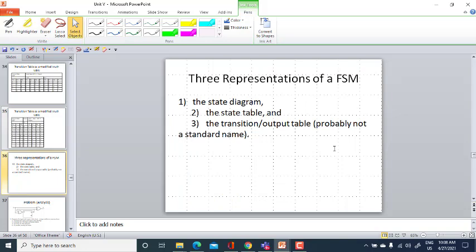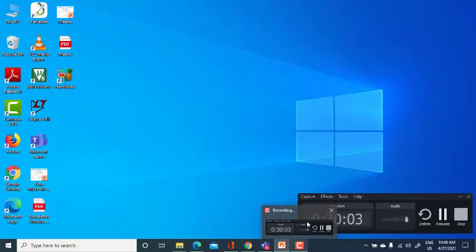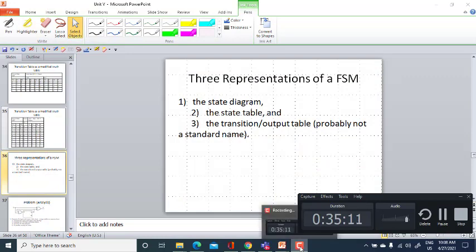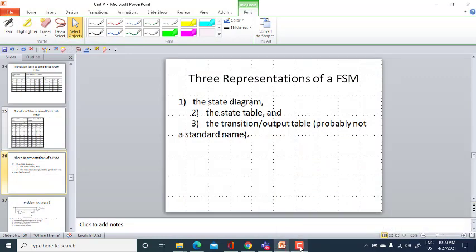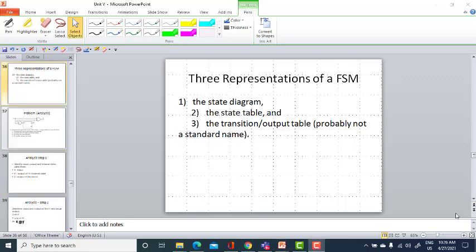So how to represent a finite state machine? There are three representations of a finite state machine. The first one is the state diagram. The next one is the state table, and finally the transition table or the output table.